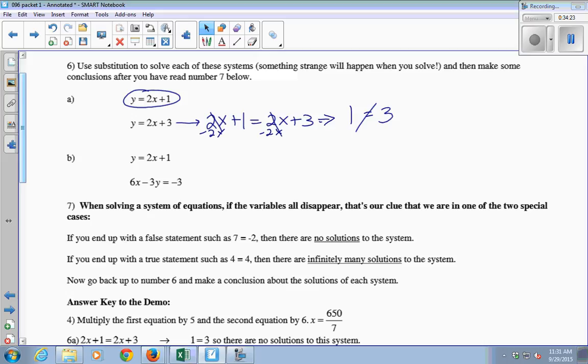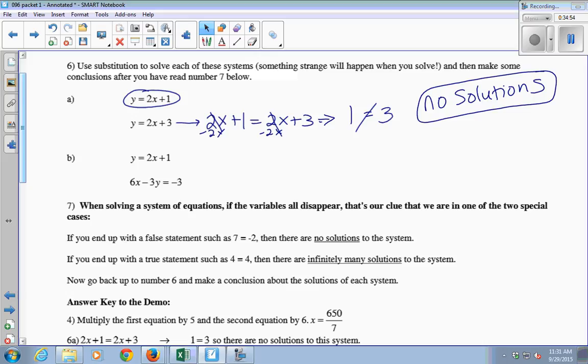Okay. So what kind of special situation do you think this is? No solutions or infinite solutions? No solutions. If you get an equation that can't ever be true, this has no solutions. There is no point, x comma y, where these two lines share a point, right? These two lines are actually parallel lines. They have no solutions.